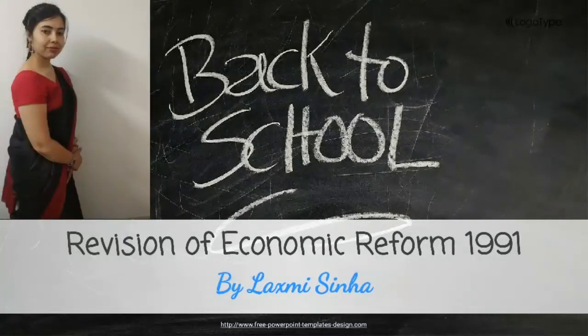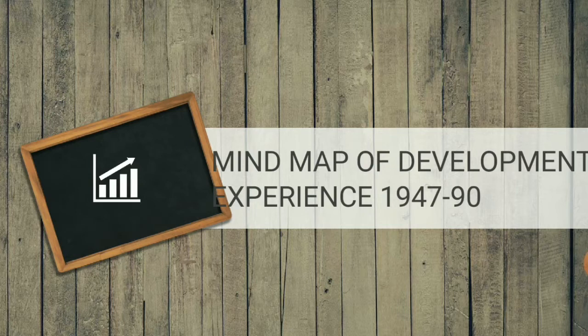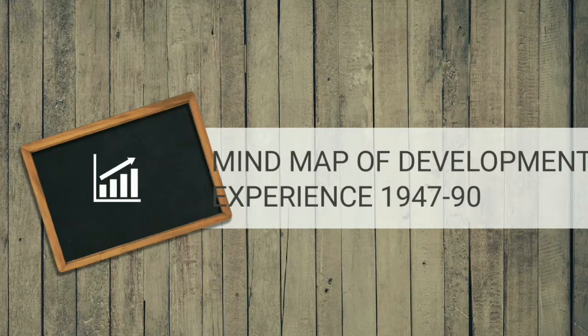Good morning, children. Let's have the revision of this chapter. In this chapter, I'm going to show it with the mind map. This mind map consists of the entire economic reforms from the period 1947 till 1990, which we have studied in the first chapter, that is Indian economy on the eve of independence, and the second chapter, that is Indian economic development.